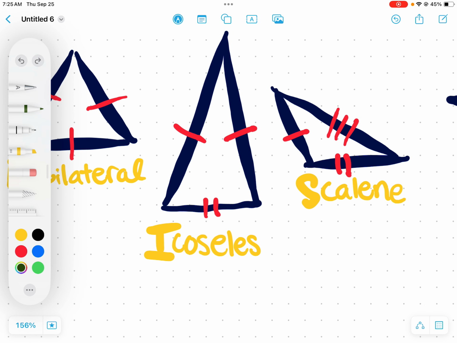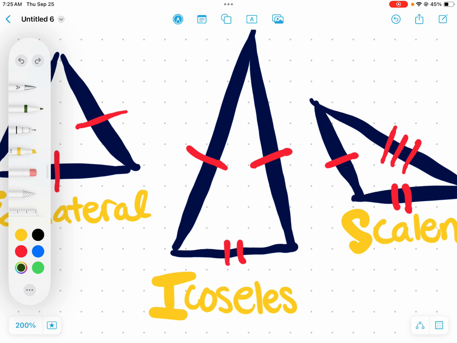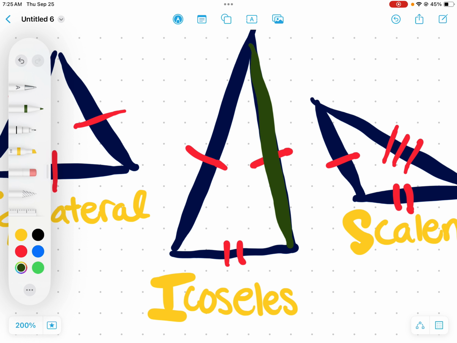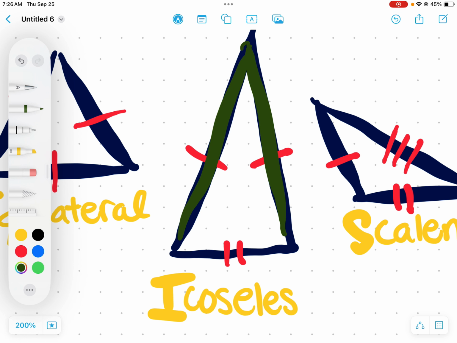Now, the next one, isosceles, is close, but a little bit different. An isosceles triangle is where 2 sides of the triangle are equal, but you have one side that's different. In this case, it would be like saying the base is 3 centimeters, but the side is 5 centimeters. And how big is this side? This side is also 5, because they both have the same amount of tick marks. They got that 1 tick mark, so it means that it's 5 just like the other one. So an isosceles triangle has 2 sides that are the same.